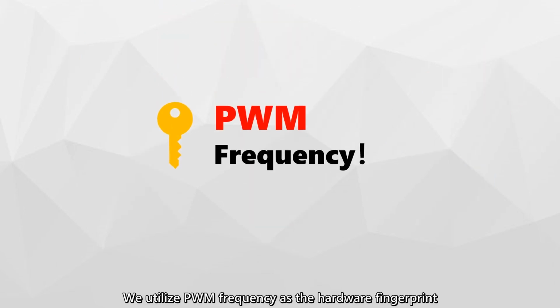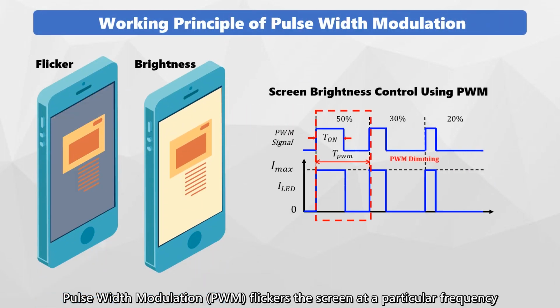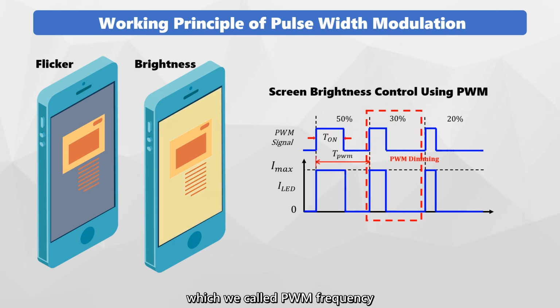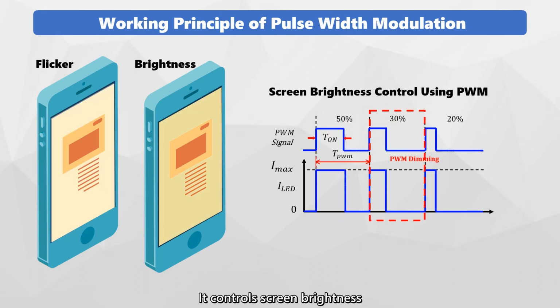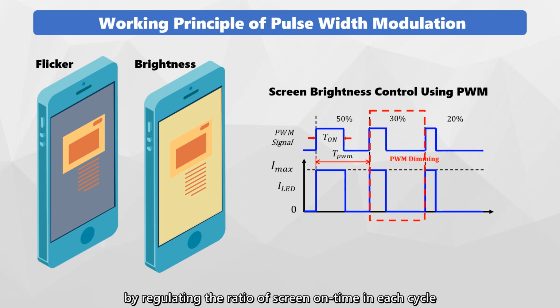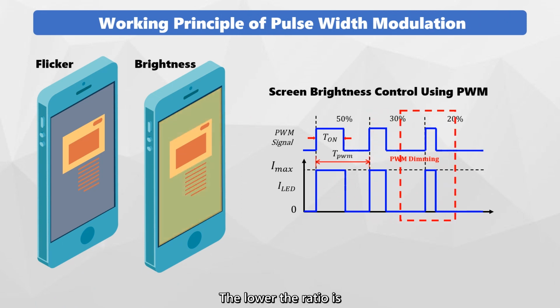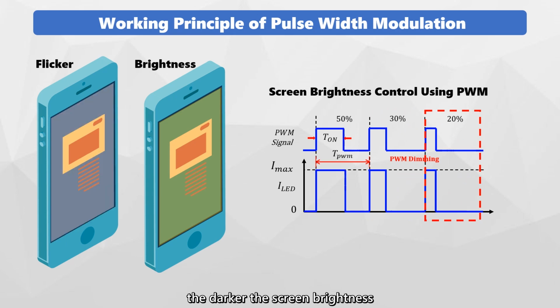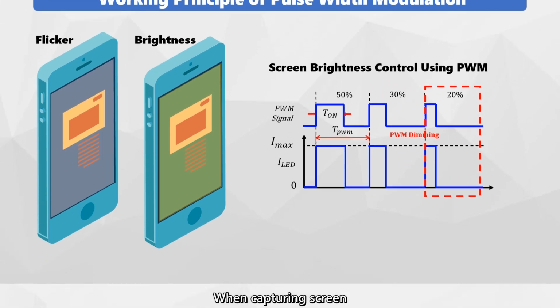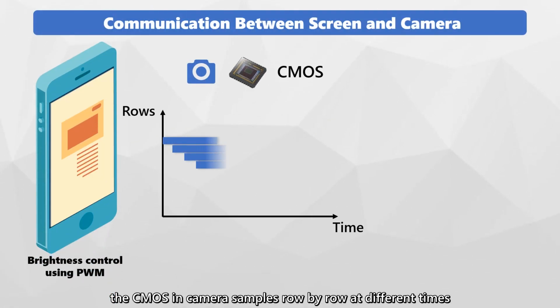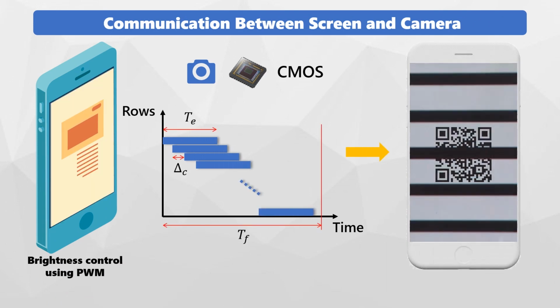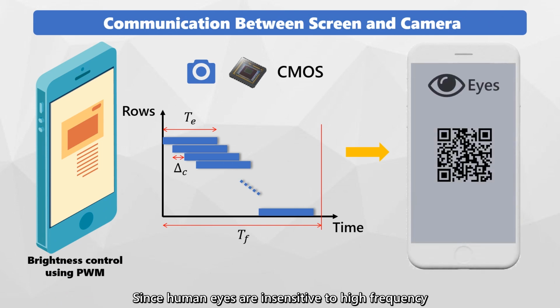We utilize PWM frequency as the hardware fingerprint. Pulse width modulation flickers the screen at a particular frequency, which we call PWM frequency. It controls screen brightness by regulating the ratio of screen on-time in each cycle. The lower the ratio is, the darker the screen brightness. When capturing the screen, the CMOS camera samples row by row at different times, resulting in black and white stripes. Since human eyes are insensitive to high frequency, we do not notice the flickering.